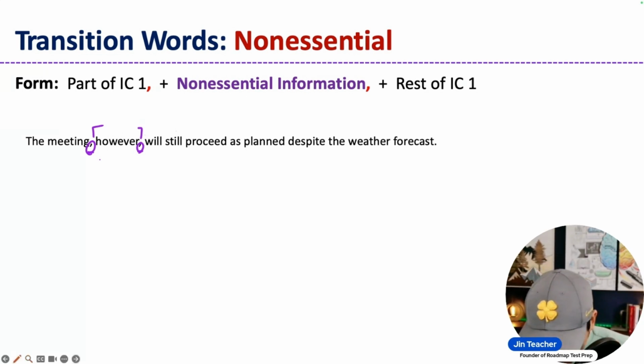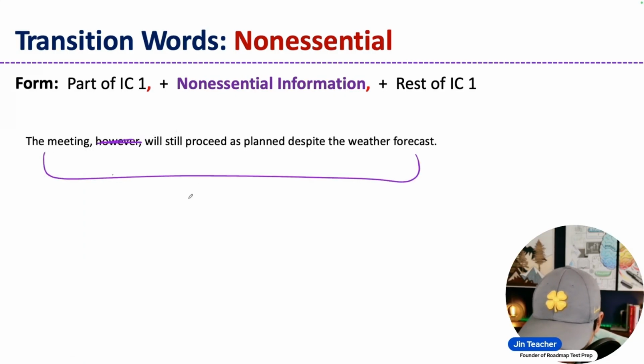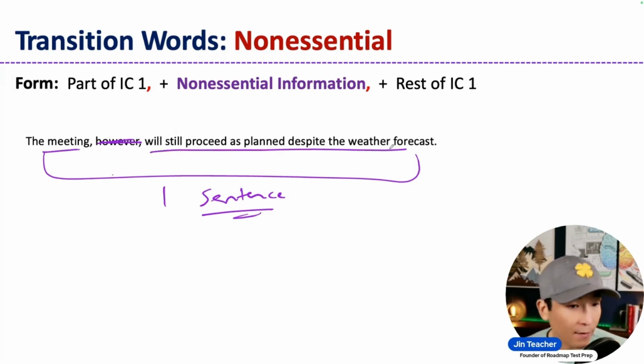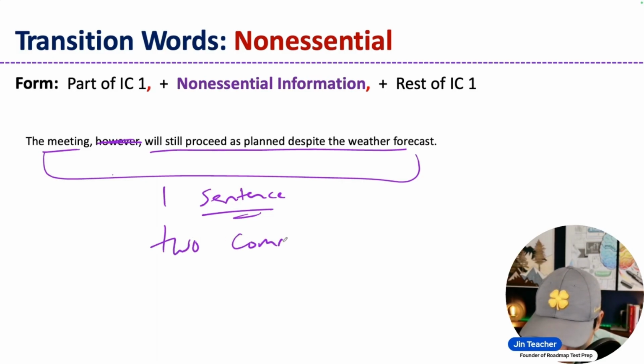Now, it's important to know, you guys, that when you read around this non-essential information, you notice that here we only have one independent clause. We have one sentence that we're dealing with. So it says, the meeting will still proceed as planned despite the weather forecast. This is one sentence, one independent clause. When we have one independent clause, and this non-essential information comes inside of one sentence, we're going to want to use 2 commas. Okay, keep that in mind.